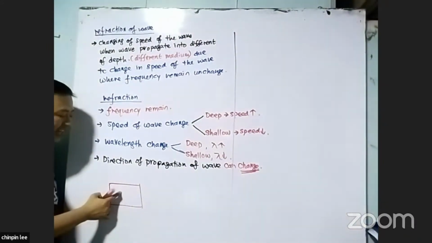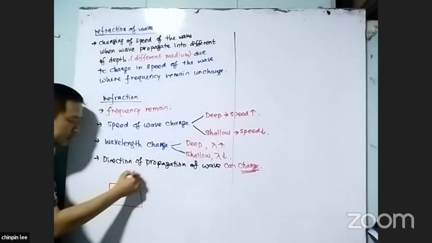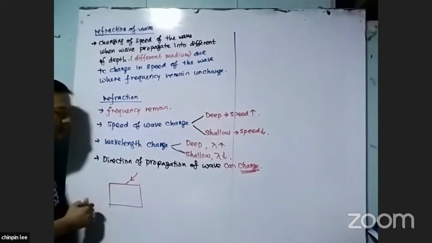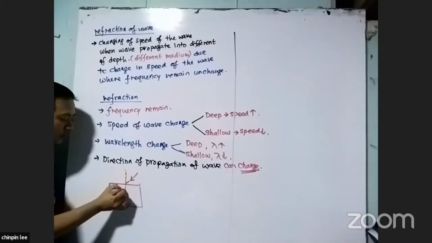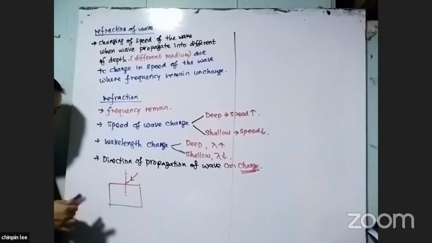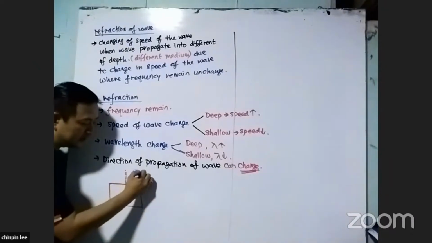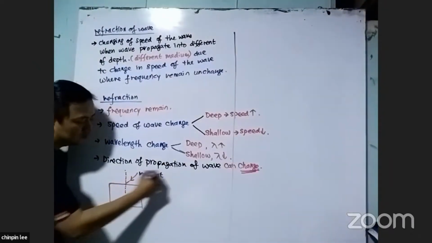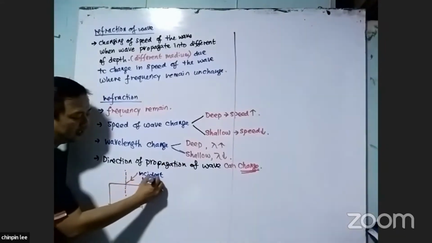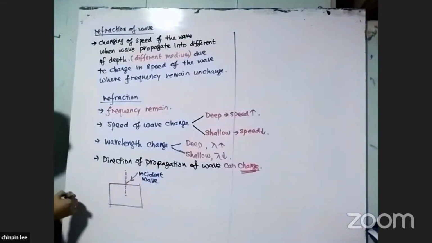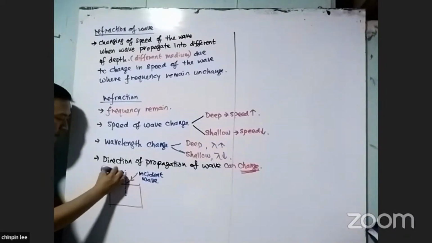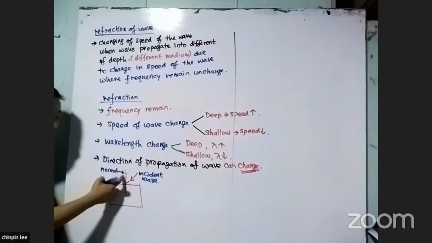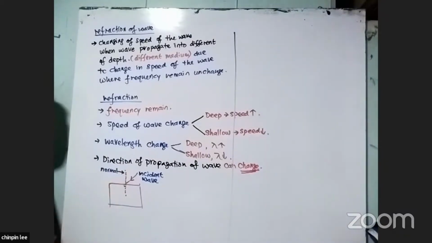This is a piece of glass. The light comes into here. This one is called the normal line, and this one is the incident wave, incident light, incident ray. The normal is always 90 degrees to the surface, remember? I gave you before.